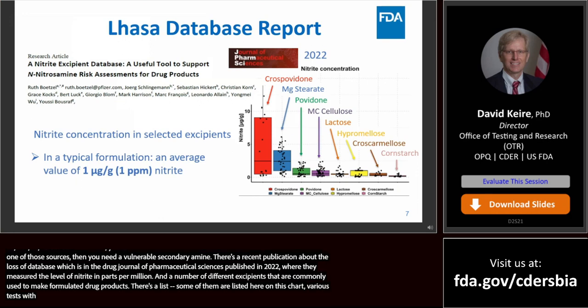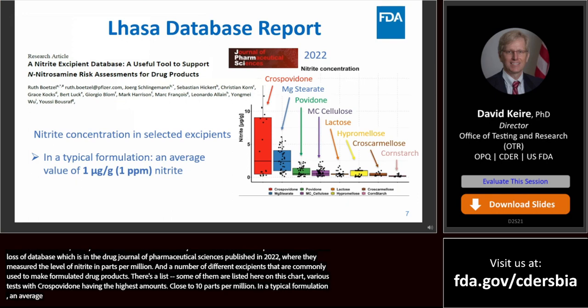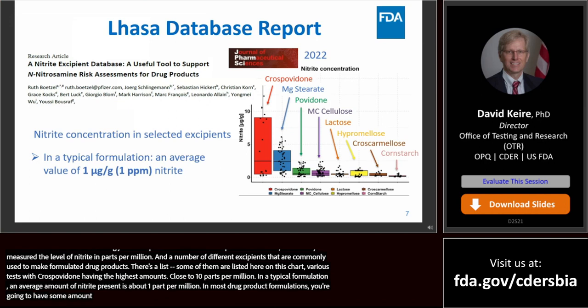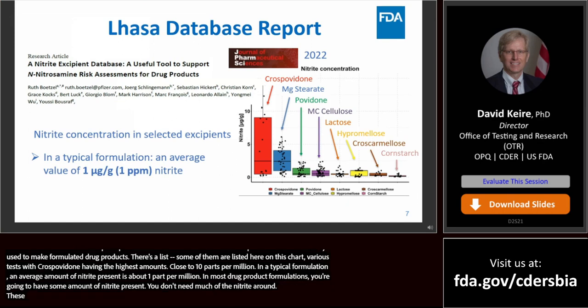And of course, when you make a given formulation, a given solid oral dosage form, you would mix these together in some proportion. In a typical formulation, an average amount of nitrite present is about 1 part per million. So in most drug product formulations, you're going to have some amount of nitrite present. And to form trace amounts of nitrosamines in a drug product, you really don't need much nitrite around. So the excipients are a source of potential nitrosation progenitors.